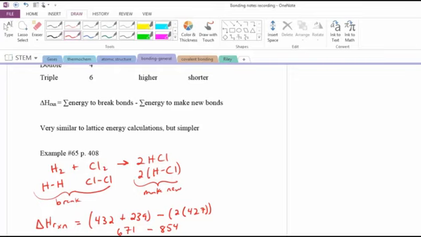So we get that the delta H, the change of enthalpy for this reaction, is this, which means it's exothermic, which means chances are this will happen spontaneously.